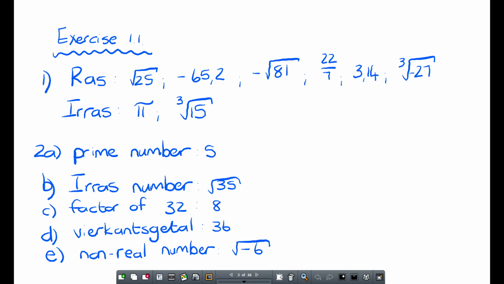Then a non-real or imaginary number. A non-real number would be square root of -6, because if we put that into our calculator, it gives me math error. So it's impossible. It can't happen. Yeah. And we weren't allowed to use numbers more than once.